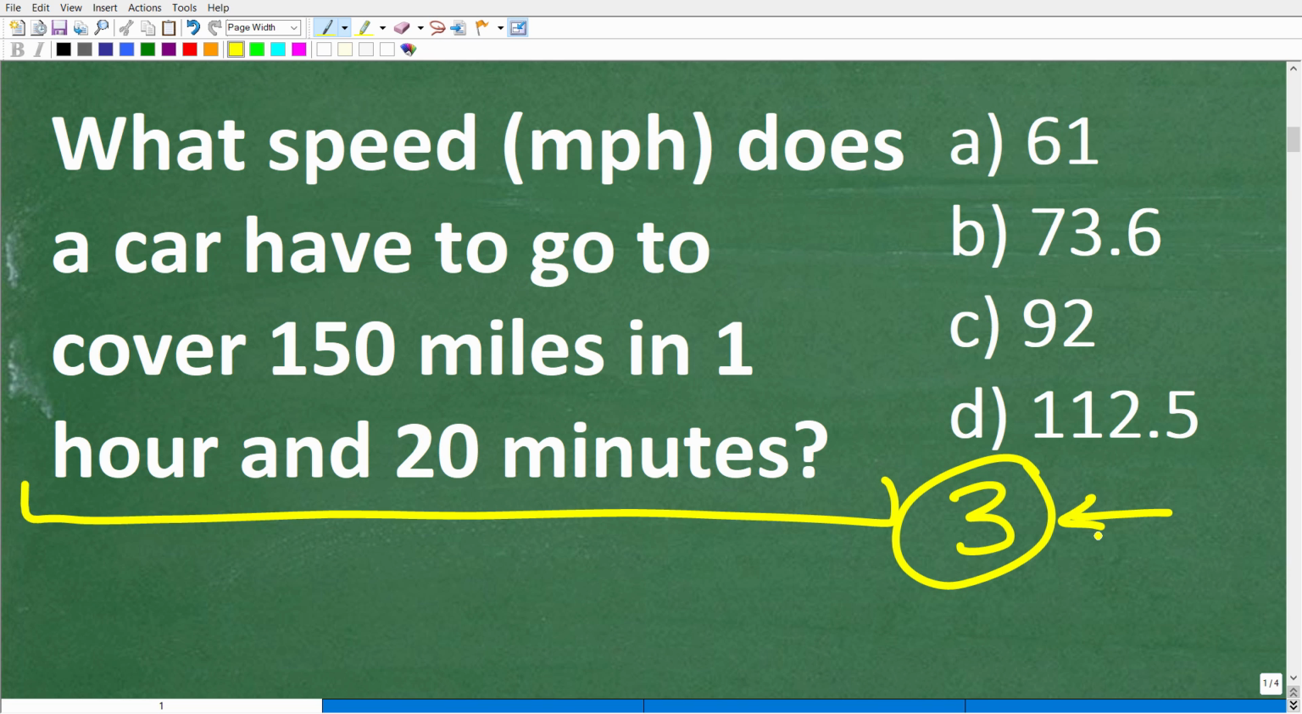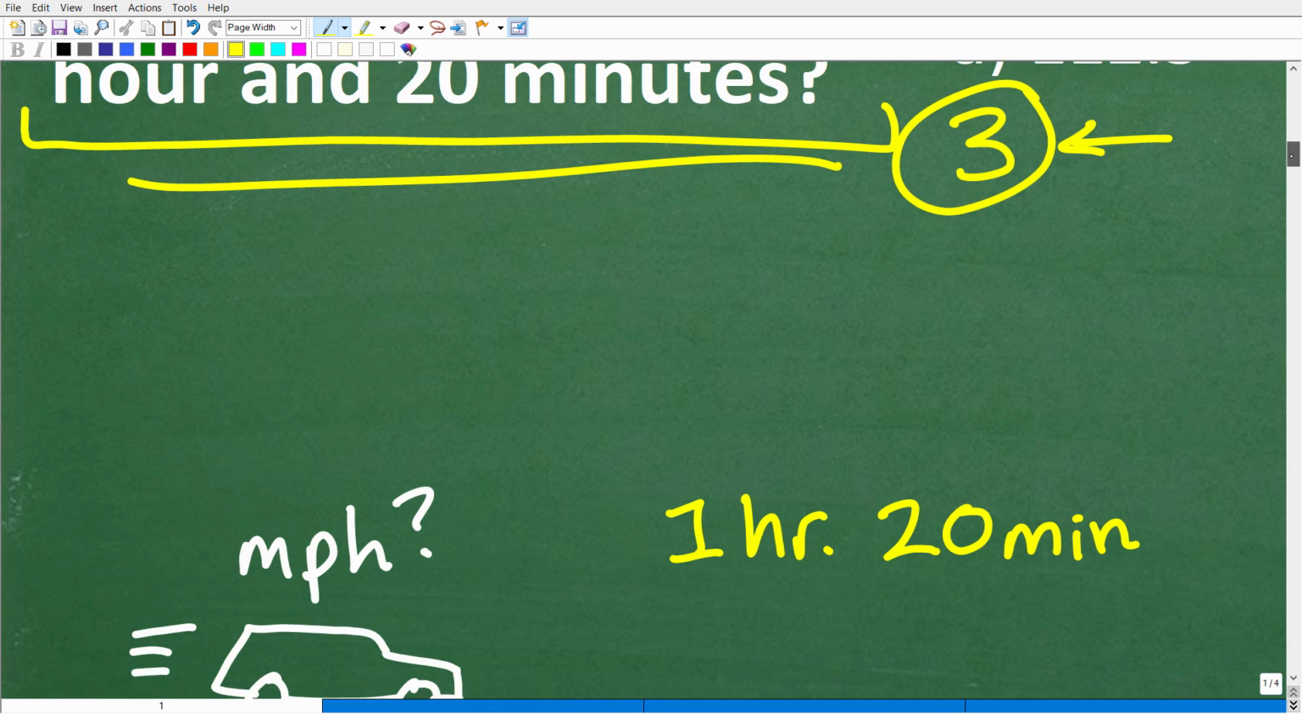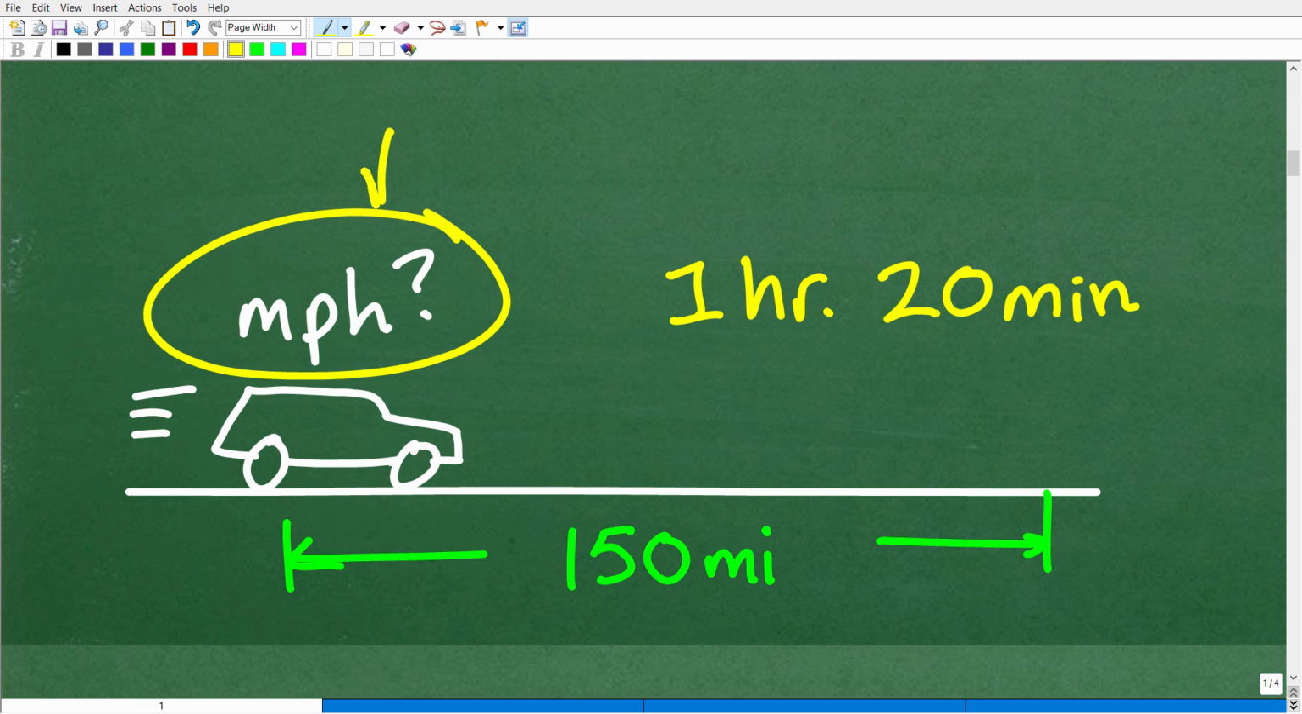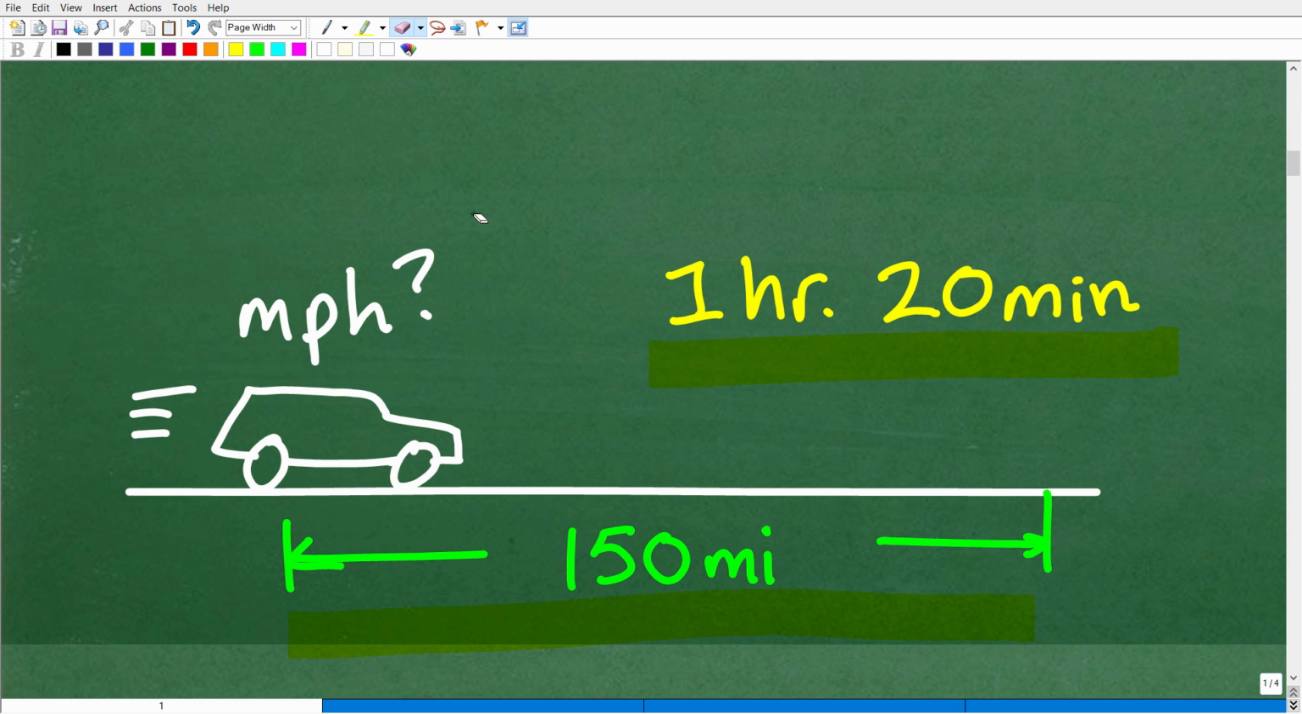And the next thing you want to do in all word problems is try to model the information, visualize it in some way, because if you can see the problem, oftentimes you can see the solution. So I'm going to model the problem in this manner right here. Here is my lovely car, and I want to know what speed in miles per hour this car needs to travel to cover 150 miles in 1 hour and 20 minutes.